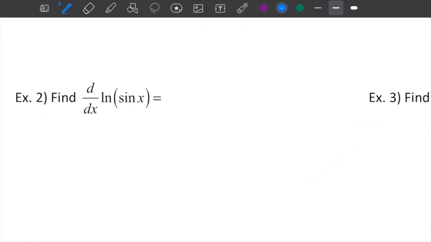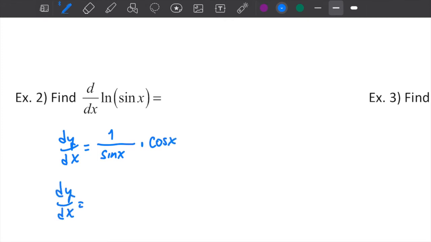Derivative of natural log of sine of x. So dy/dx, we're going to have 1 over sine of x multiplied by the derivative of sine of x, which is cosine of x. So we have dy/dx is equal to cosine x over sine x, which is cotangent of x.